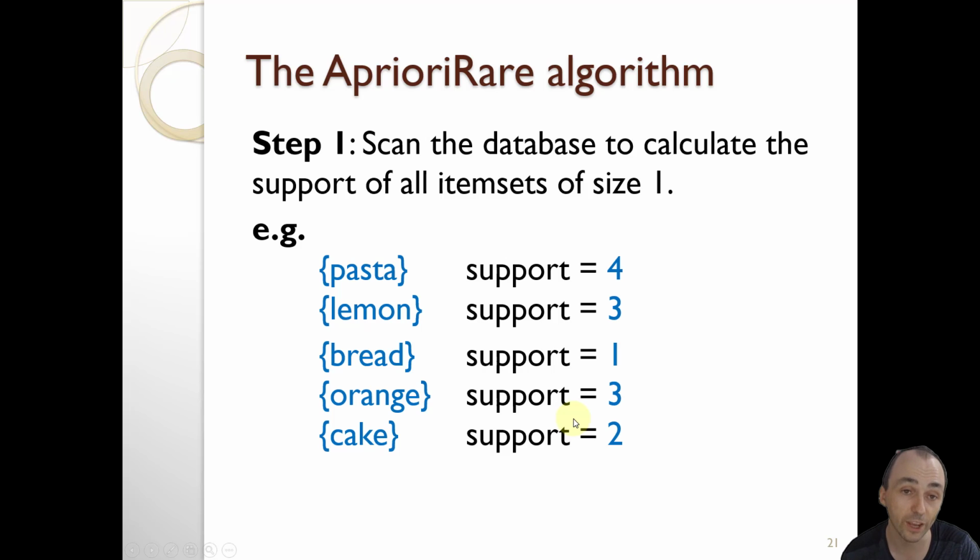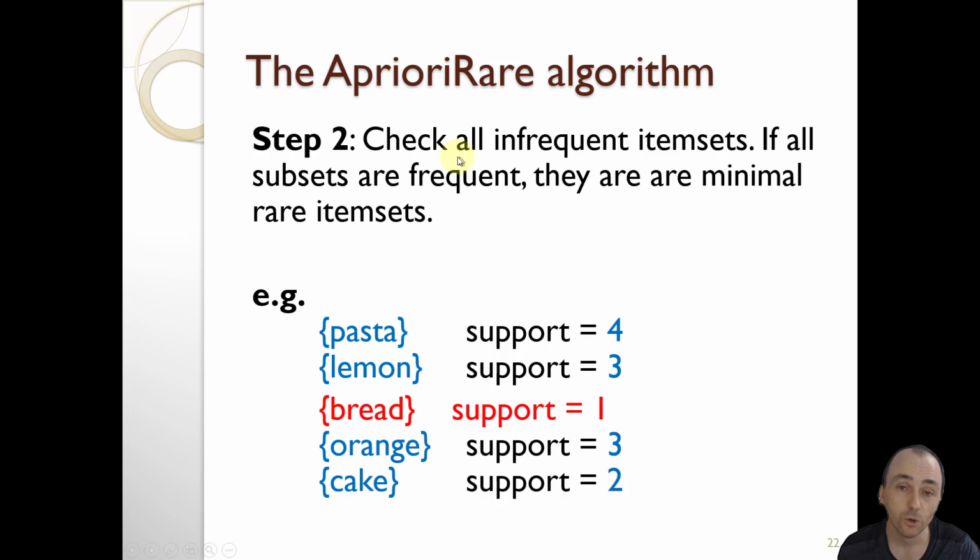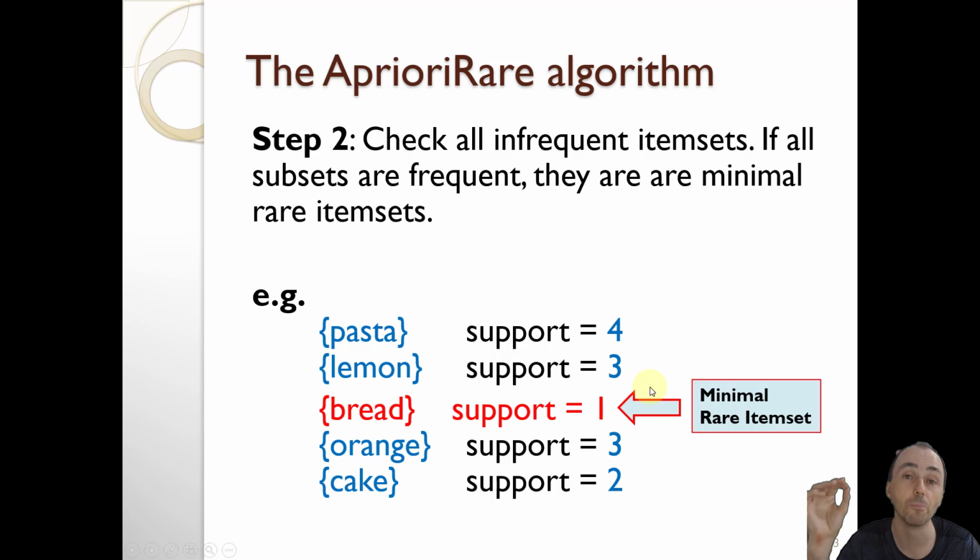Now what we will do next? We will check all the infrequent item sets. If all the subsets are frequent, they are the minimal rare item sets. So here we have only bread that is infrequent. The support is less than 2. We must check the subsets of bread are frequent or not. Now the subset is only the empty set. It is frequent. So bread is a minimal rare item set.